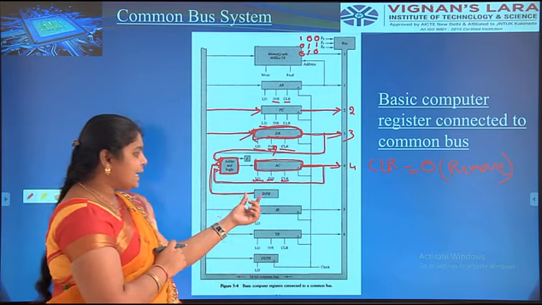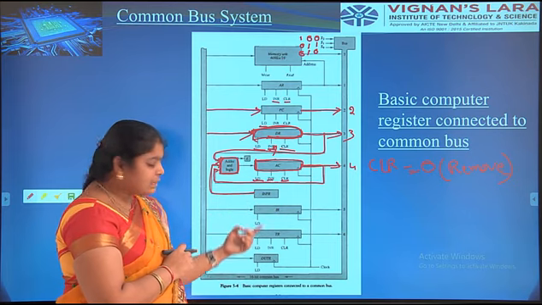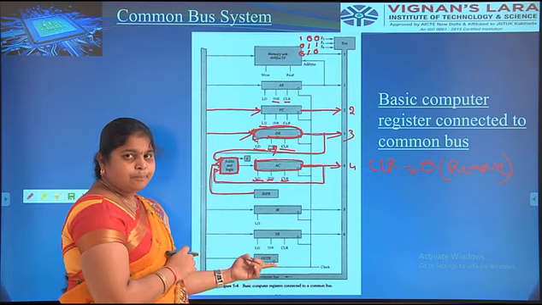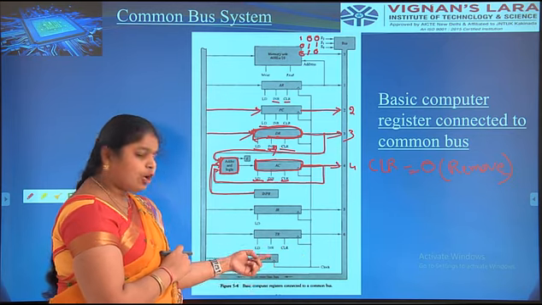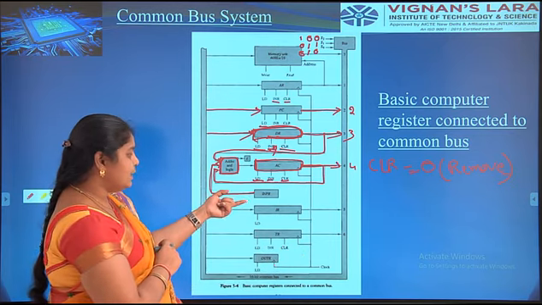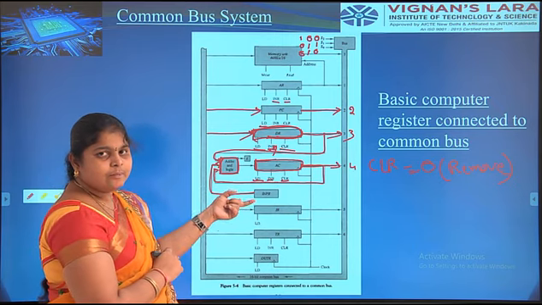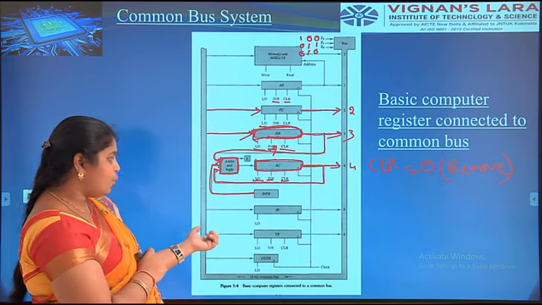INPR receives the input from the input device. OUTR means it sends the output to the output devices. Input means it receives from input devices.